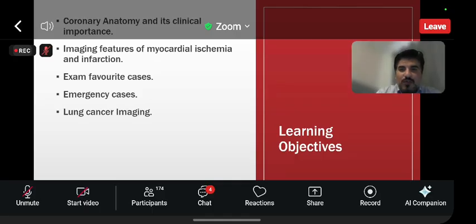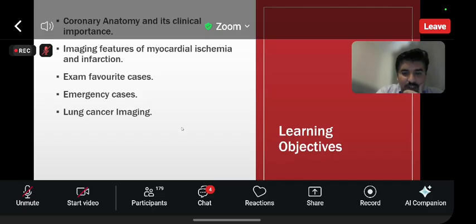So this is the overview of today's session. We will initially talk about coronary and cardiac anatomy and its clinical significance. Then we will move towards imaging features of myocardial ischemia and infarction. Then we will do some exam favorite cases, some vascular cases and emergencies, and then some lung cancer imaging cases as well.